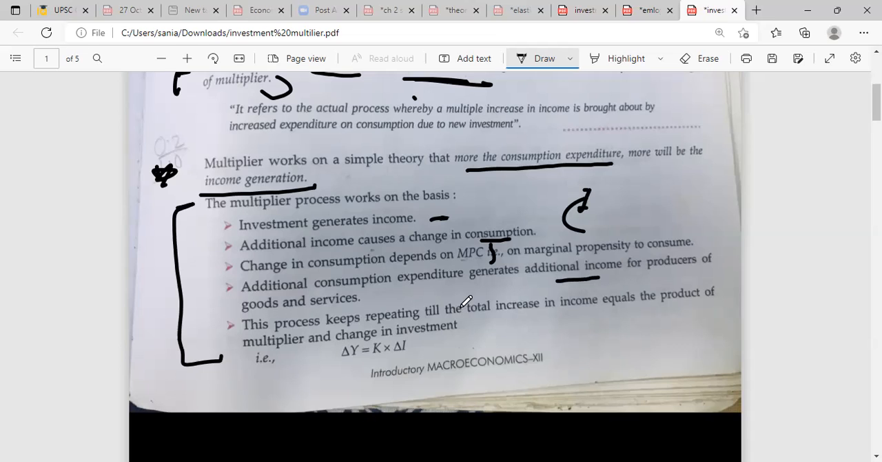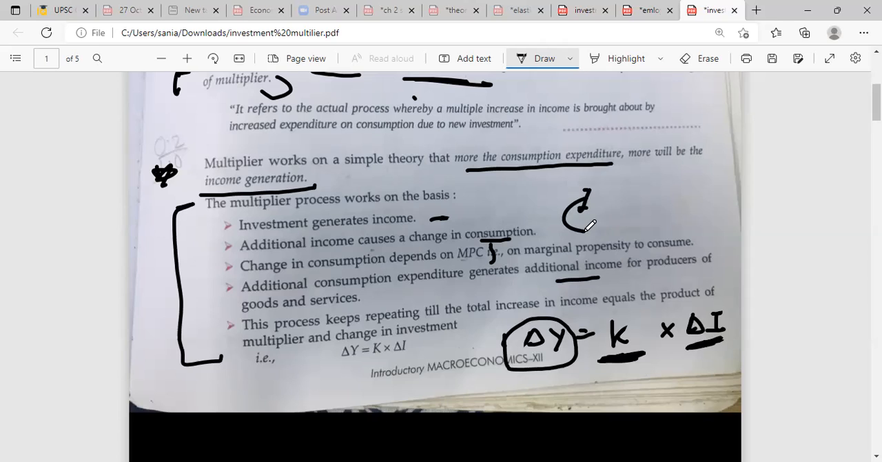This process keeps repeating till the increase in income equals the product of the multiplier and the change in investment. So change in income, delta Y, equals K times delta I, where K is the investment multiplier and delta I is the change in investment. Your income change depends on your investment multiplier multiplied by whatever change there was in the investment. Clear?